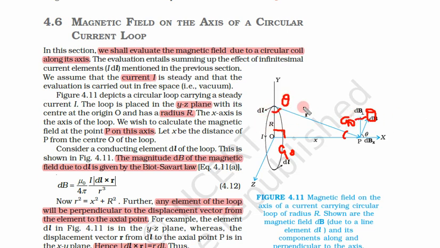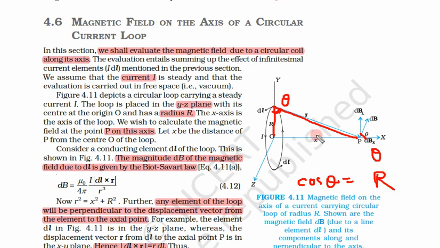So now let us see this angle theta, because this angle between this R and this R is equal to this angle theta. So both the angles are equal. Now for this angle, what is cos theta? Cos theta is simply base upon hypotenuse. So cos theta is capital R upon small r.